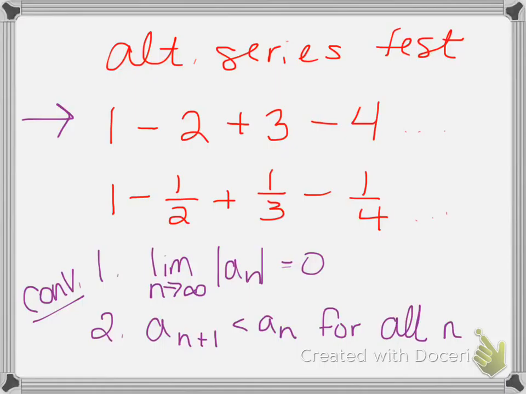On the second one, that's fine. On the second one, it's 1, 1/2, 1/3, 1/4. Is the limit 0? Yes. Is each term, as they go on, less than the previous one? Yes. That's why that one converges. Okay? Both conditions have to be met. If one of them's not met, it diverges.